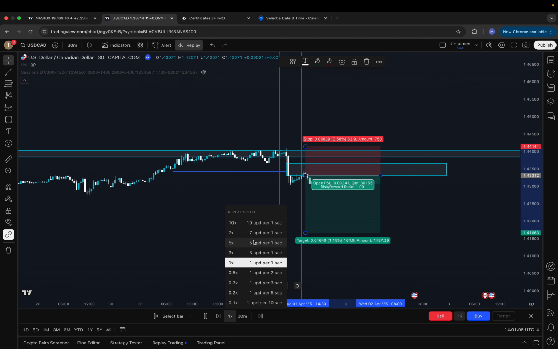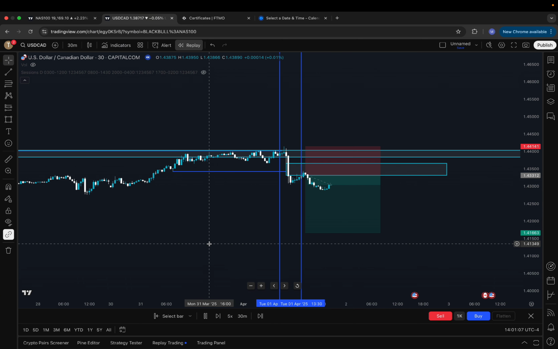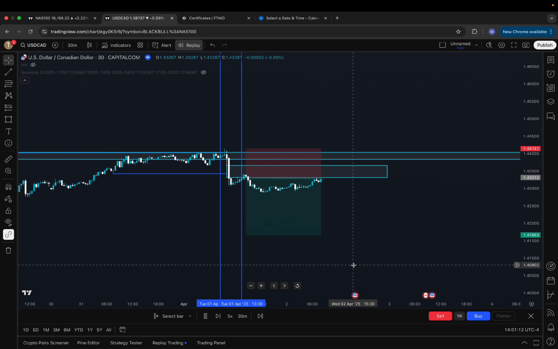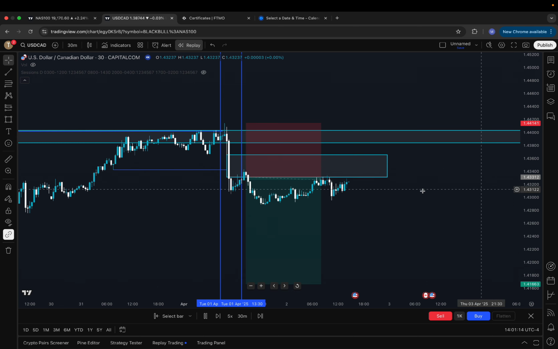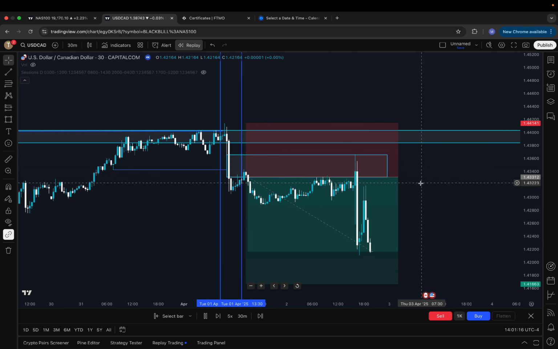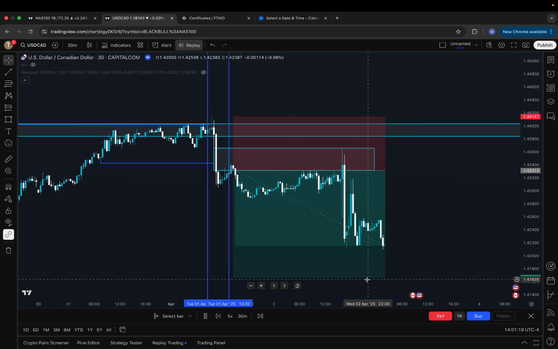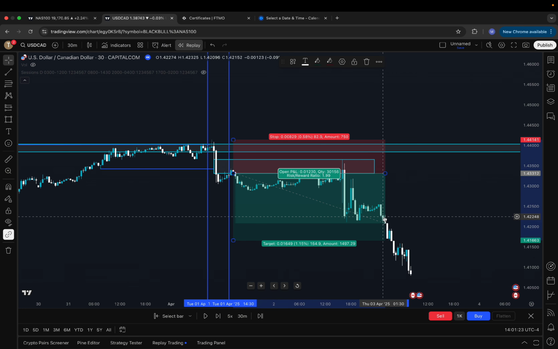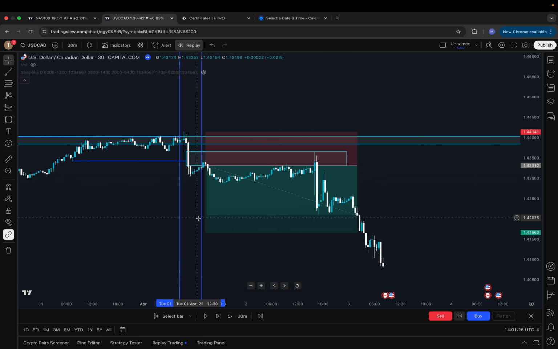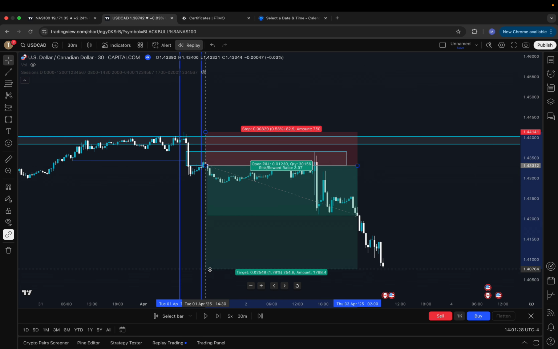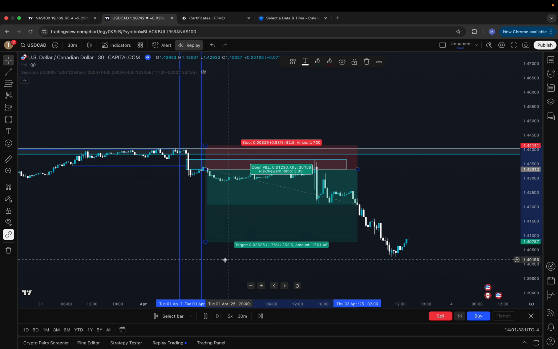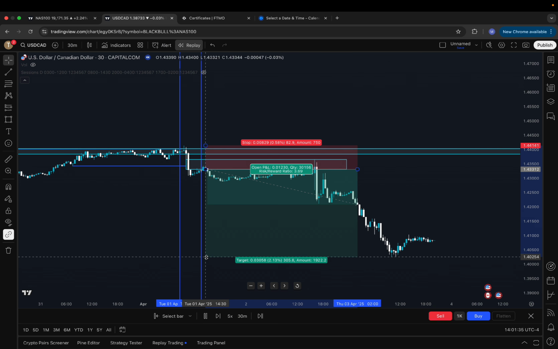I'm just going to speed this up. So consolidating right now. And we've got our big move right there, and just like that, we've hit our take profit. And obviously if you were to have continued to hold, that would have been a 1 to 3. Let's see if we go any lower. Yep, we went even lower, so that would have been a 1 to 3.7 risk reward.